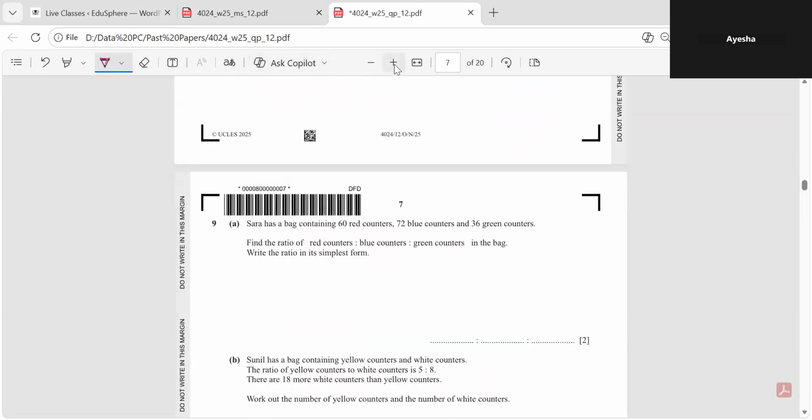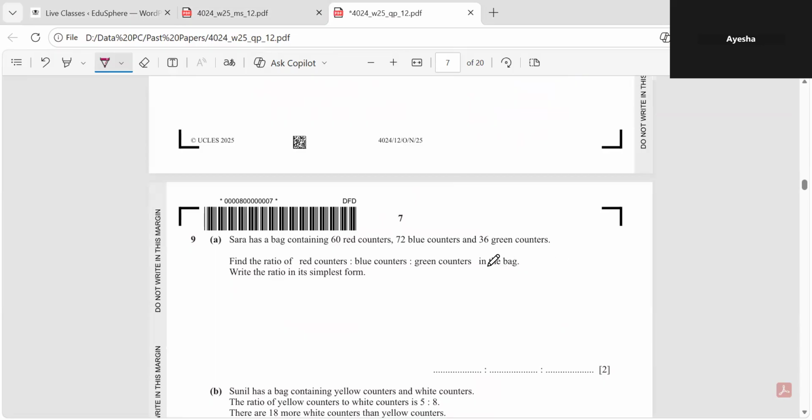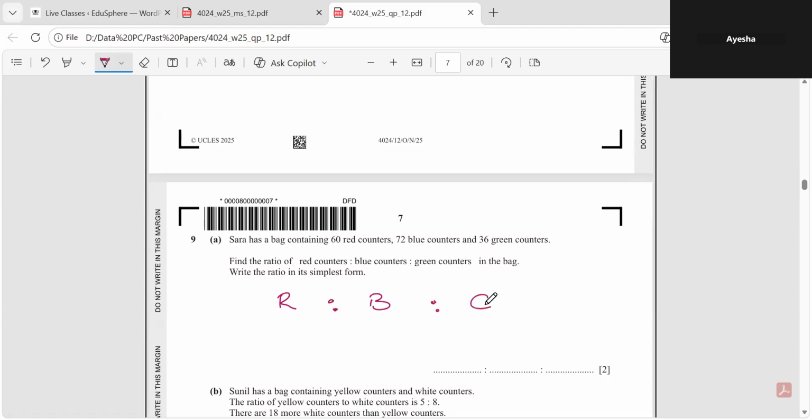Okay. So the next is that Sarah has a bag containing 60 red counters, 72 blue counters, and 36 green counters. Find the ratio of the red counters to the blue counters to the green counters in the bag, in the simplest form. So first, because it's written red, we have to write red, ratio blue, ratio green, and red has 60, blue has 72, and green is 36.